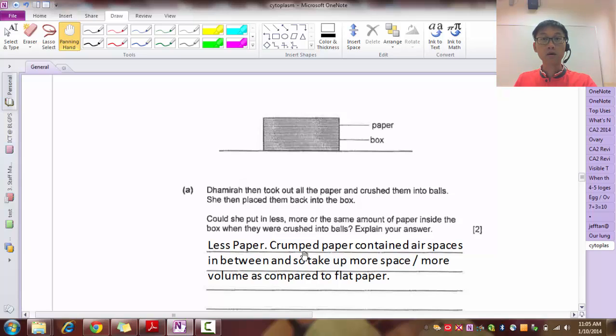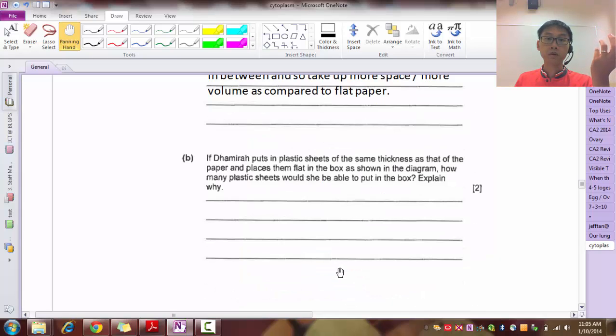So, less paper. Crumpled paper contains air spaces in between and so takes up more space, or requires more volume, as compared to flat paper.